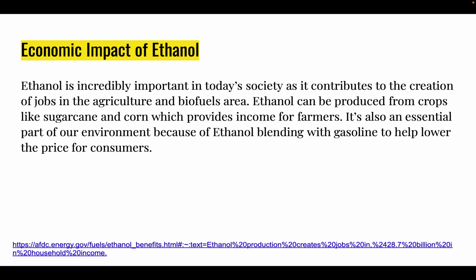The economic impact of ethanol. Ethanol is incredibly important in today's society as it contributes to the creation of jobs in the agriculture and biofuels area. Ethanol can be produced from crops like sugarcane and corn, which provide income for farmers. It is also an essential part of our economy because of ethanol blending with gasoline to help lower the price for consumers.